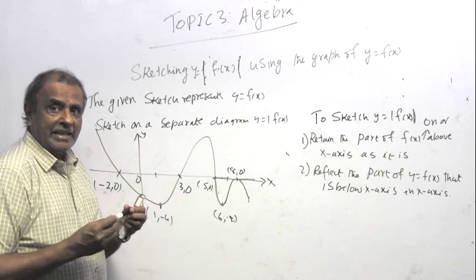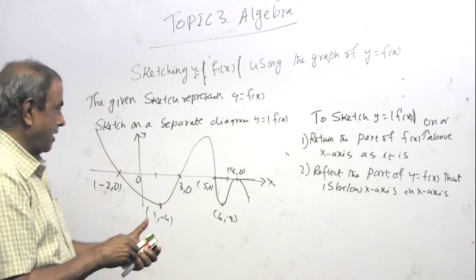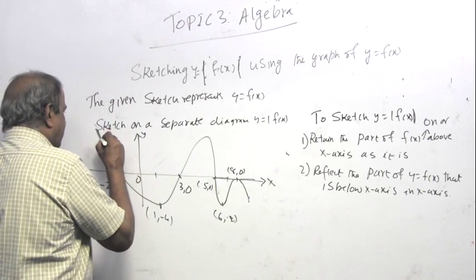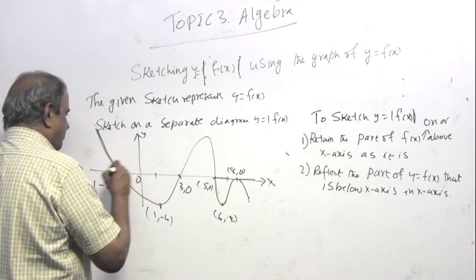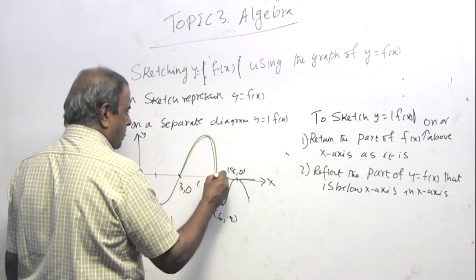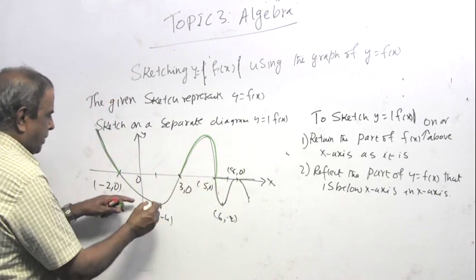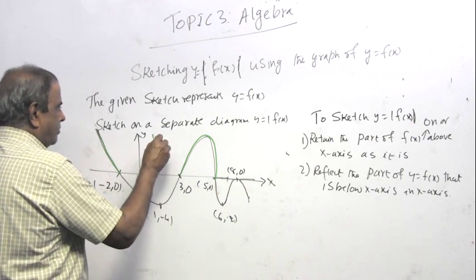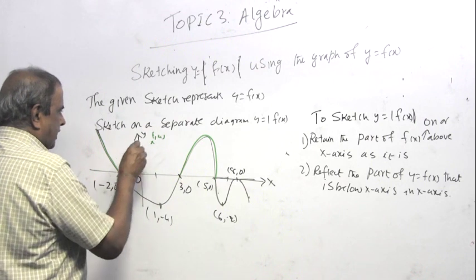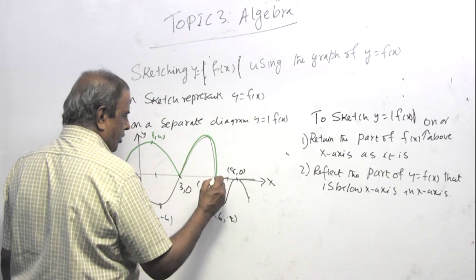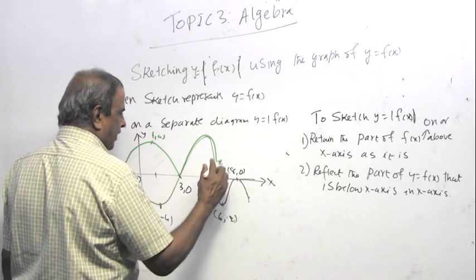You have to draw a separate diagram, but I'll show you on this using green. This above the x-axis remains the same. Now this bit, 1, minus 4 becomes 1, 4. So reflect that bit in the x-axis. This is negative, so it goes up to 6, 2.